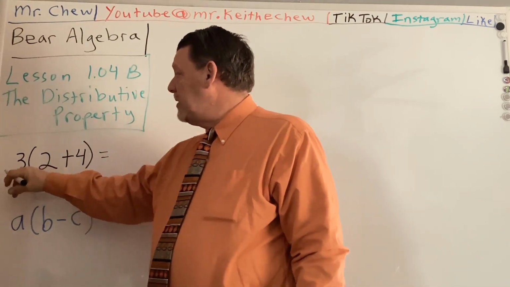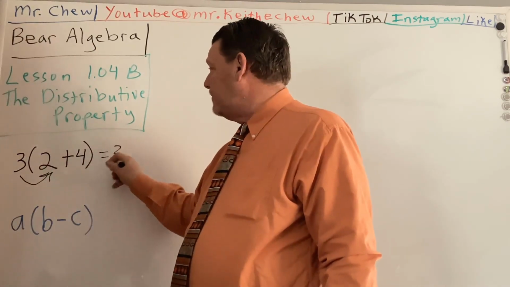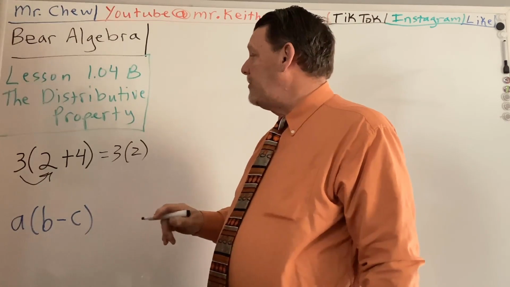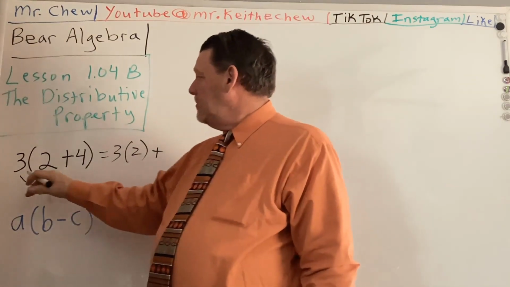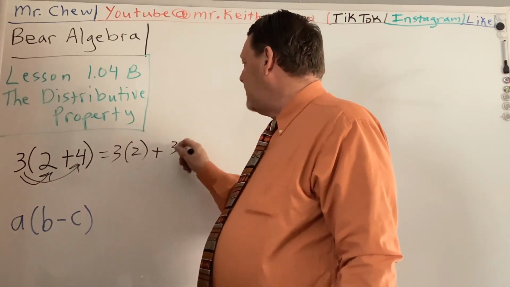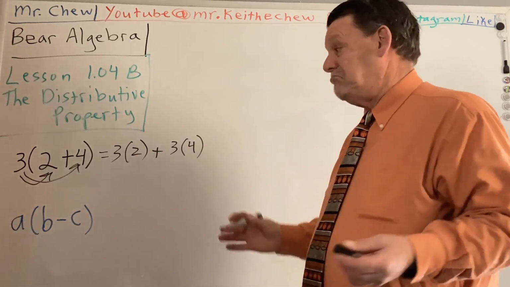So this is 3, and outside the parentheses means times. 3 times 2. And you can write that with 3 and then parentheses around the 2. We're adding here, so I put the plus sign there. 3 times 4. That is what the distributive property means. It doesn't mean any more than that.